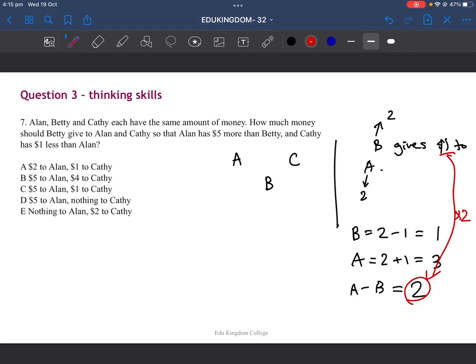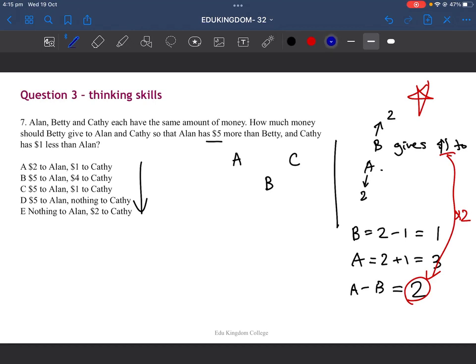And this is the concept that I want you to be able to grab in this question. Now, hopefully, once you get that understanding, let's come back to the question. We need to find one of these options which allows us to indicate that Alan and Betty have a difference of $5. If we know that it's twice, it's always going to be twice. However much the difference is between two people is going to be twice the amount of money one person gives to another.